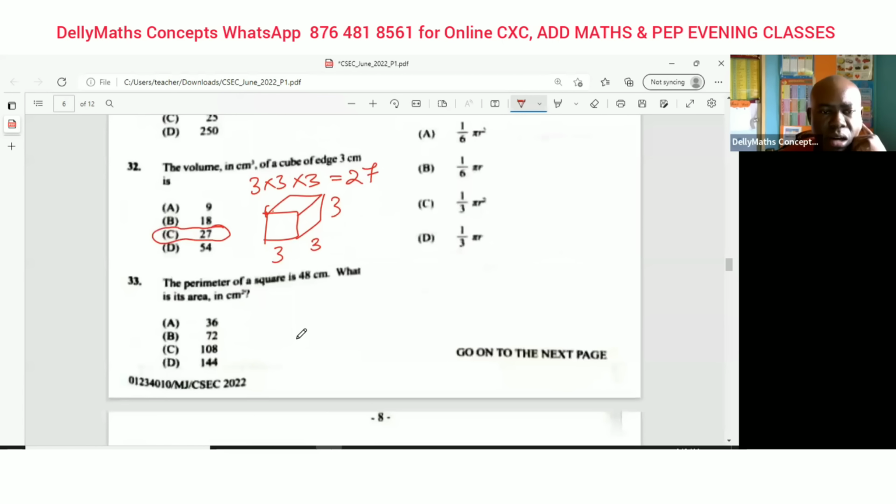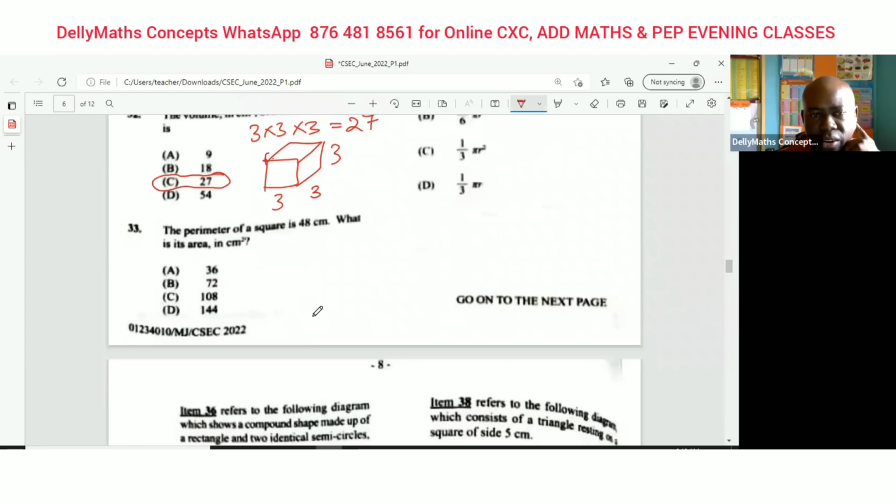The perimeter of a square is 48. What is the area? So we're talking about a square where all the sides are the same, 4 equal sides. You want to understand that concept. So 48 divided by 4 is going to give me one side. That means I have 12, 12, 12, and 12. So that's the idea to get that.